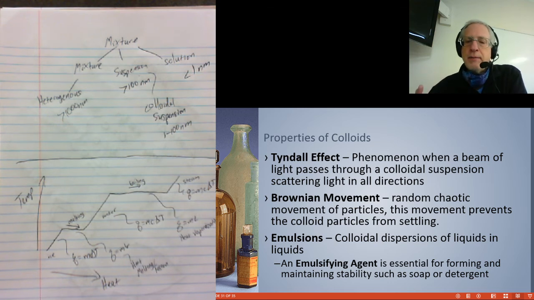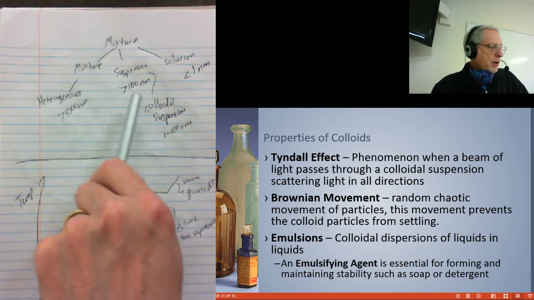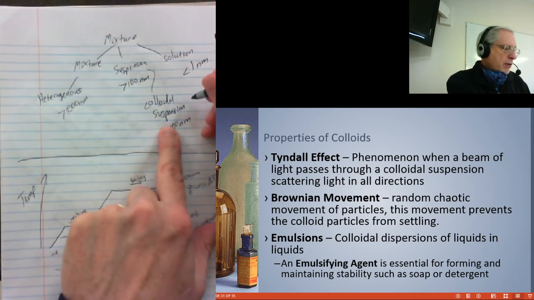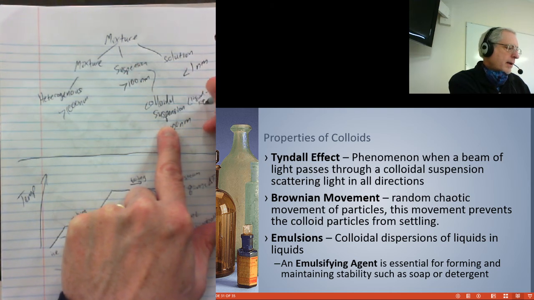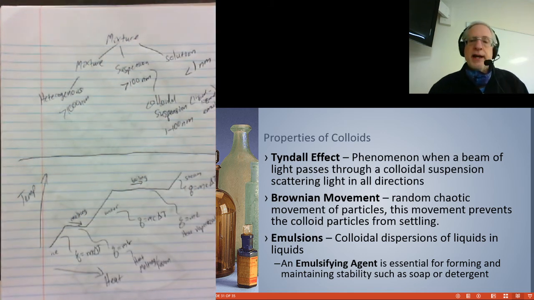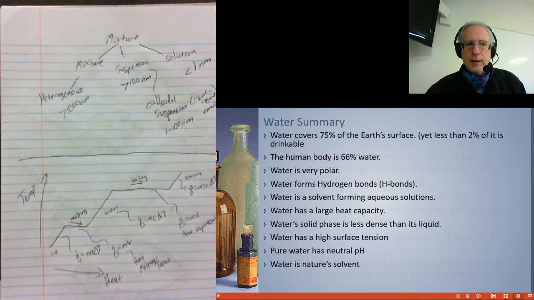So you add something to it, usually with fat or something, that acts as an emulsifying agent to form an emulsion, which is a liquid in liquid colloidal dispersion. So you have colloidal suspensions, a special type. If it's liquid in liquid, we call that an emulsion. And if we need something to help it happen, we call that an emulsifying agent. Okay.